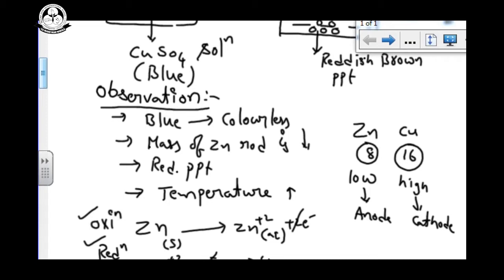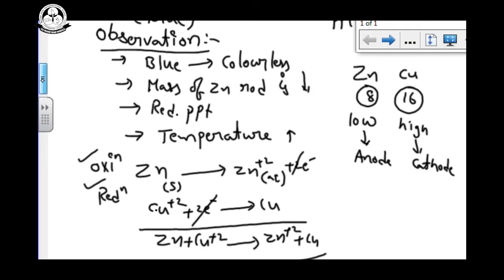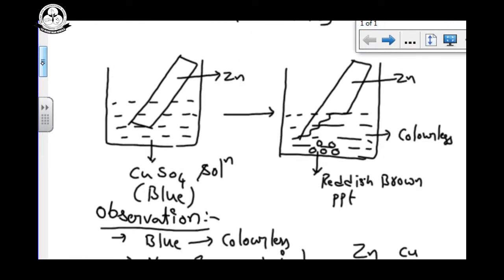Copper sulfate solution I am taking. I dip the zinc rod in the copper sulfate solution. Zinc rod is dipped. So first, suppose if it is reversed, I am taking the zinc sulfate solution. Now we dip the copper.